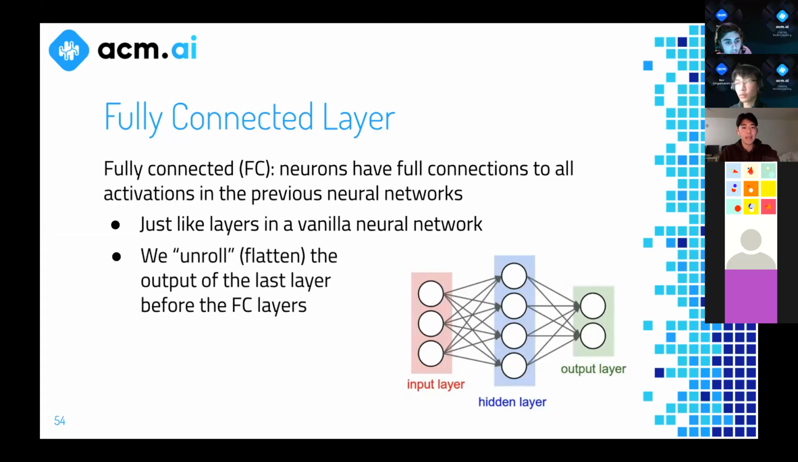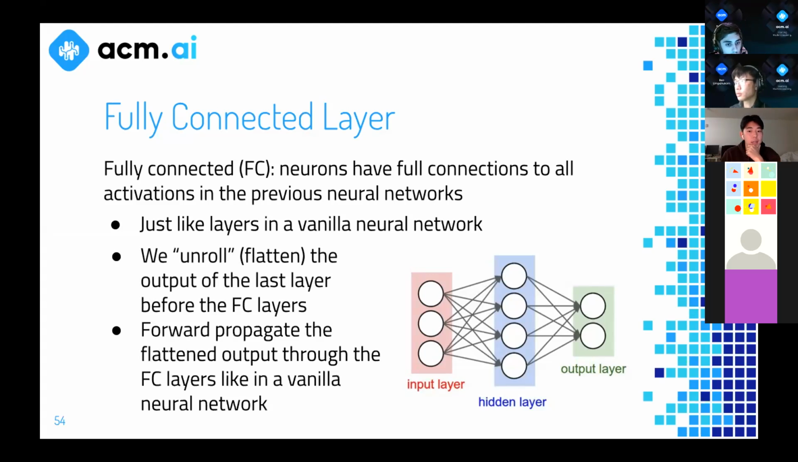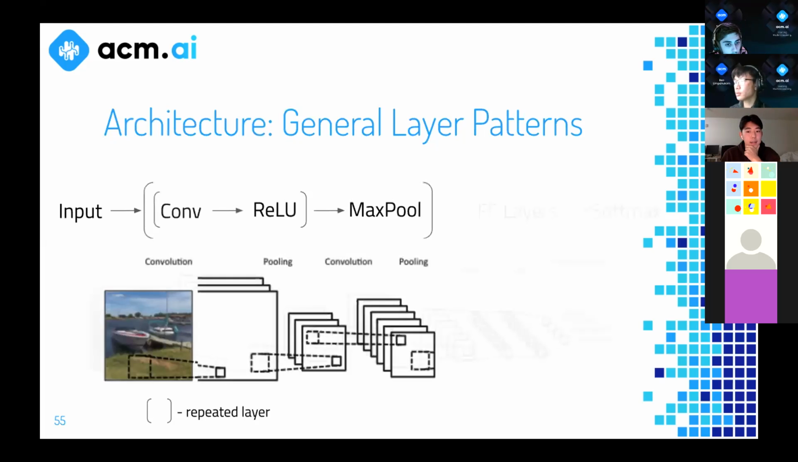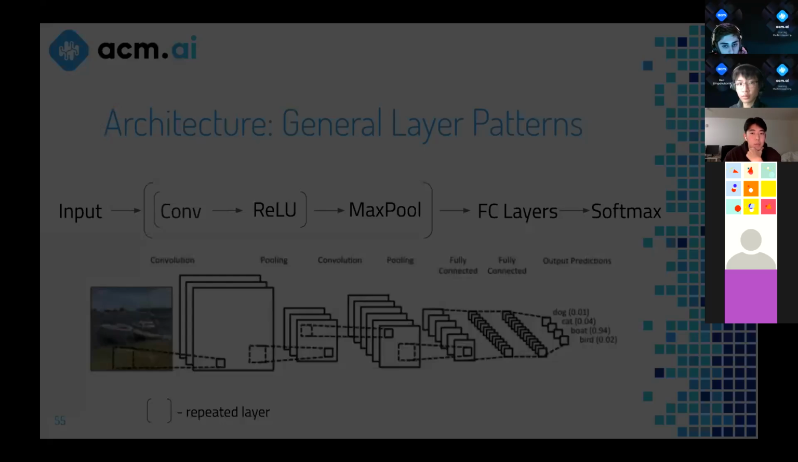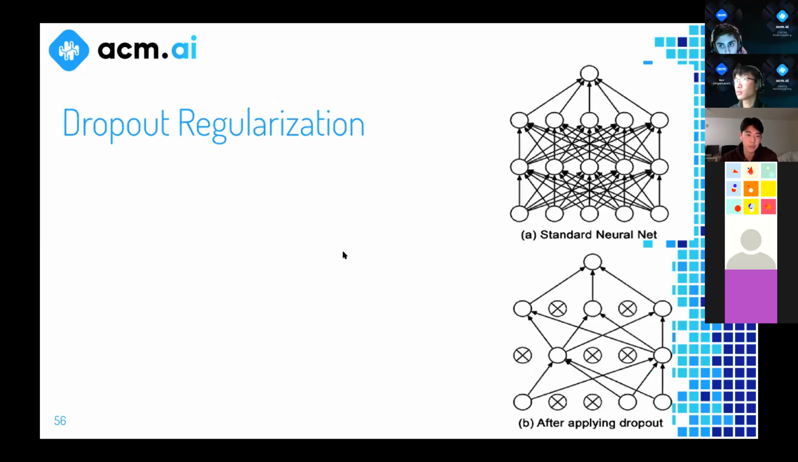Again, at the end of this neural network, to get our output predictions, we're just going to apply our softmax activation. So that's our entire architecture for a very general CNN. Now we're going to move into some additional topics.